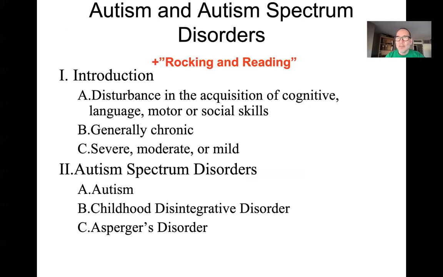So let's look at our first category of disorders, autism and autism spectrum disorders. Now, before proceeding, let us turn to our storybook and look at the case of rocking and reading. So, rocking and reading.